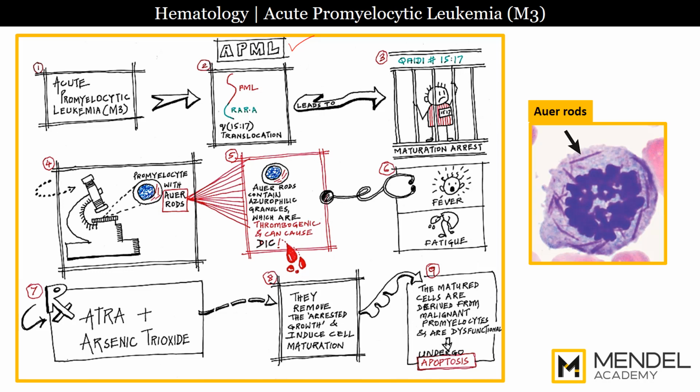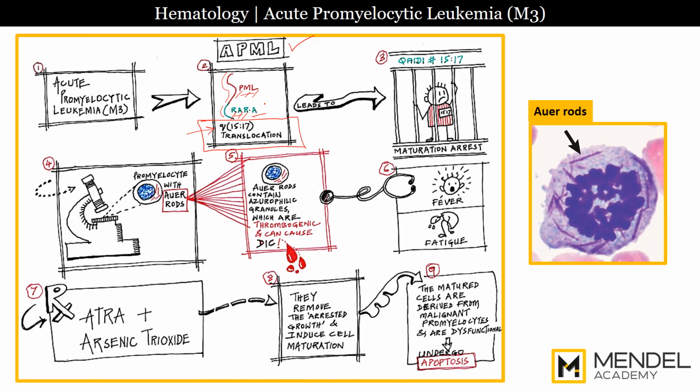So let's get going. The whole story begins because of this translocation. This translocation occurs between chromosome 15 and chromosome 17, and this happens on the Q arm, which is the long arm of the chromosome. So this 15-17 translocation leads to formation of a hybrid chromosome called the PML-RAR chromosome. PML standing for promyelocytic leukemia and RAR standing for retinoic acid receptor.